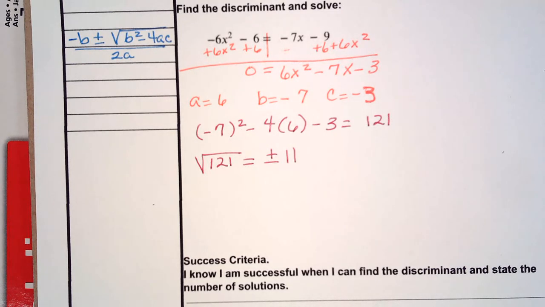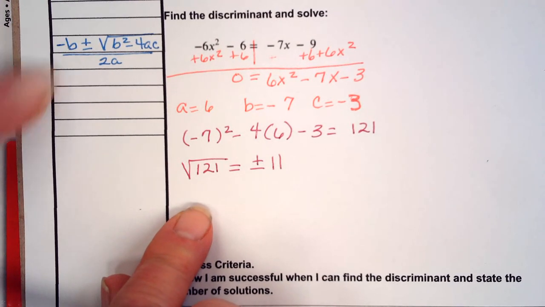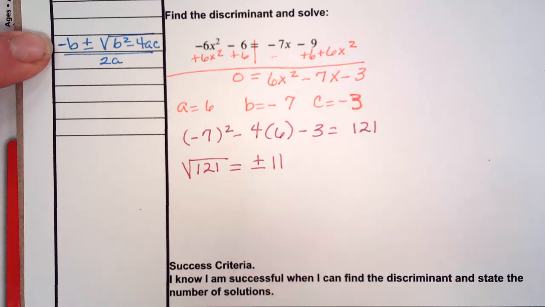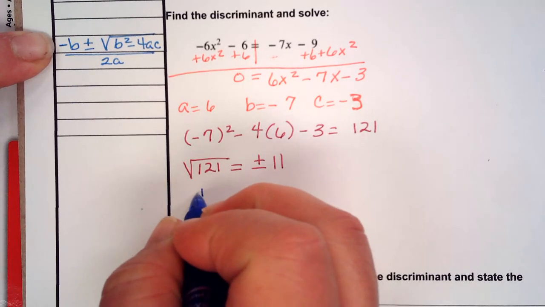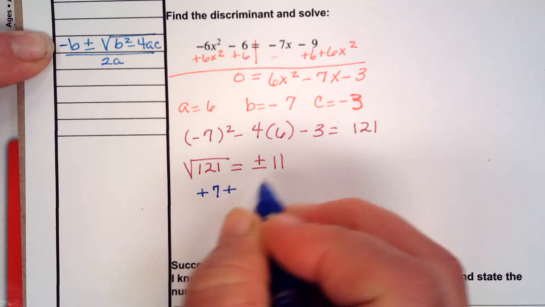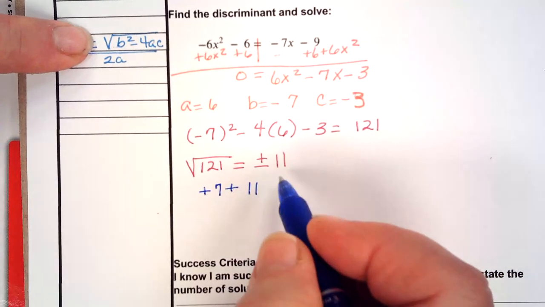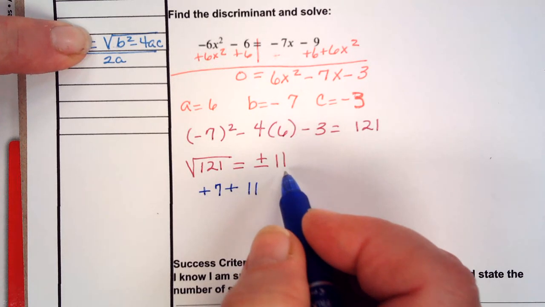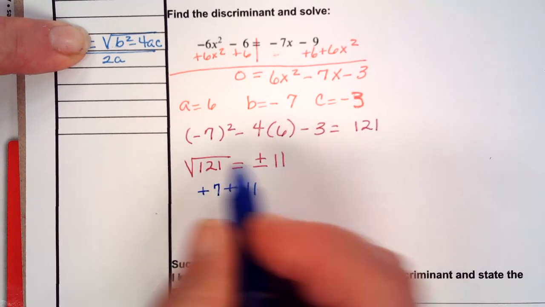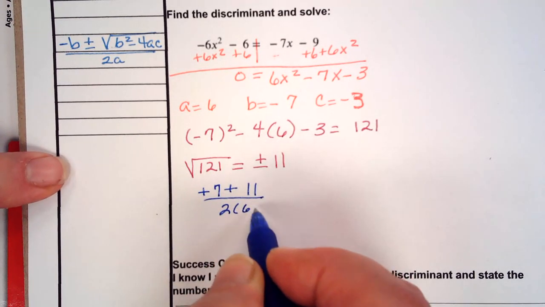Okay, now let's put it all together. The first time we add, the second time we subtract. What is the opposite of b? What is the opposite of negative 7? Positive 7. Added to the 11. Remember this, the square root of our discriminant is this number right here. All over 2 times 6.